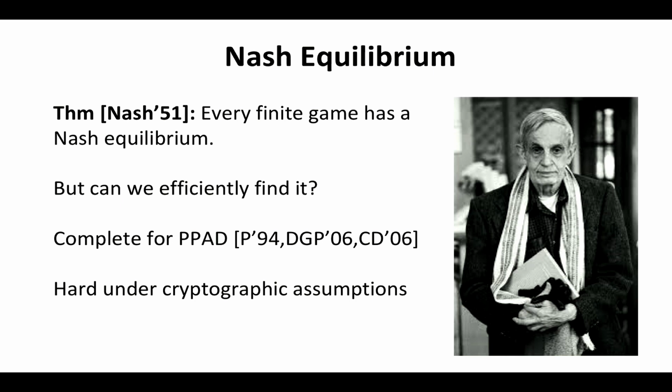I'm not going to go into defining what a Nash equilibrium is, but a very celebrated result by John Nash from 1951 states that, in fact, every finite game has a Nash equilibrium. Okay? But the question is, how do we find it? And this is actually one of the most celebrated problems in TFNP. It turns out that the Nash equilibrium problem is complete for a subclass of TFNP called PPAD. And people are still actively working on trying to prove hardness of PPAD under various cryptographic assumptions.